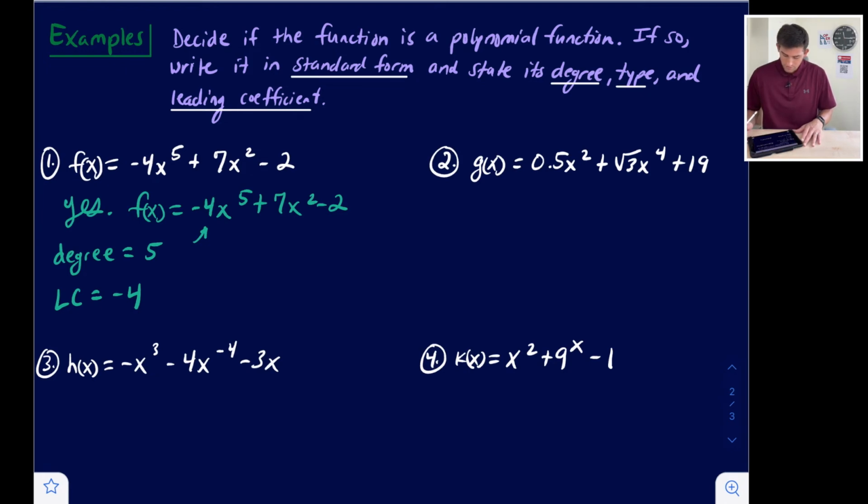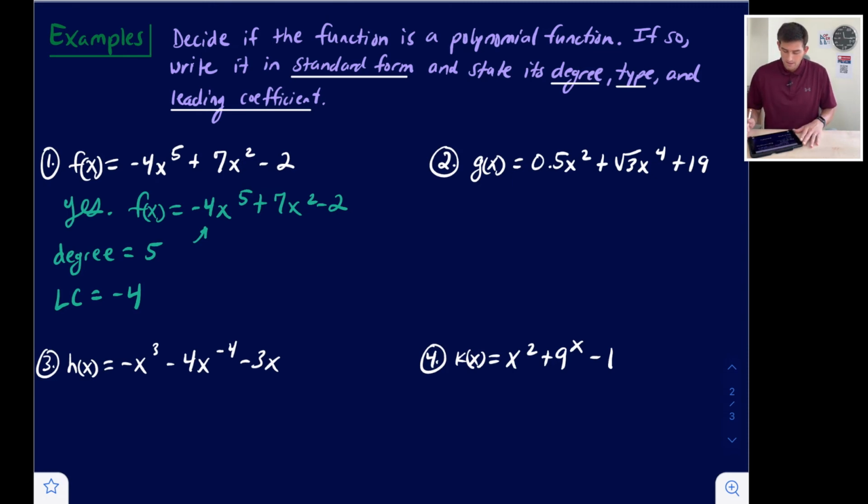All right, let's look at number 2. We have g of x equals 0.5x squared plus the square root of 3 x to the 4th plus 19, okay? Everything is good here as well. Our coefficients are real numbers, right? We see we have the square root of 3, so it's not a rational number. It's irrational, but it's still a real number.